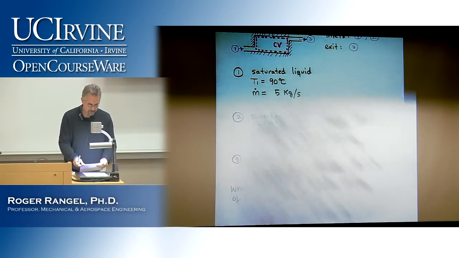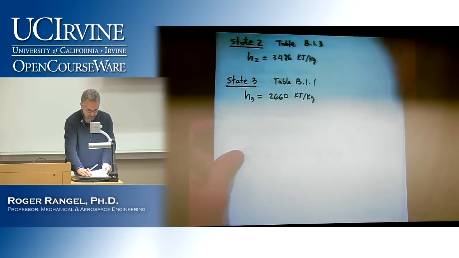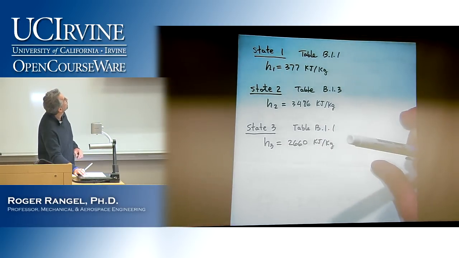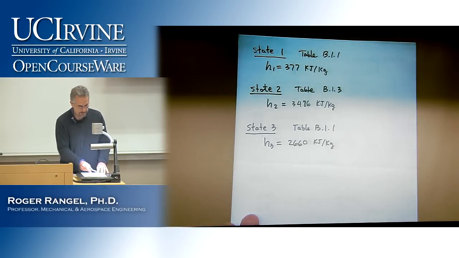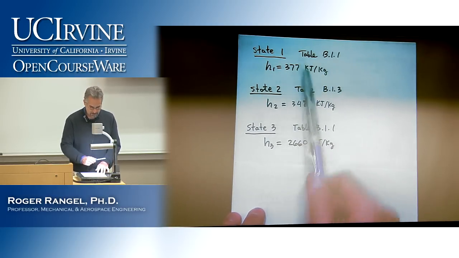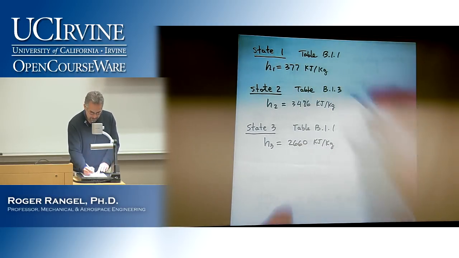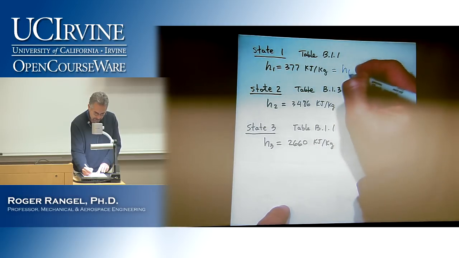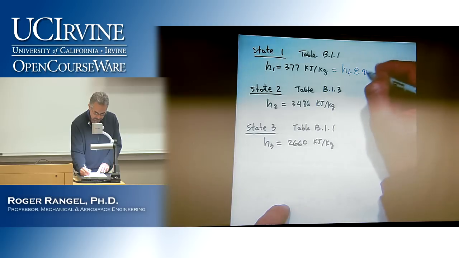And that's all you need to read. So go through the tables. B11 to read H1. This is the HF. Right? The HF. Maybe I'll put it here. This is the HF at 90 Celsius.